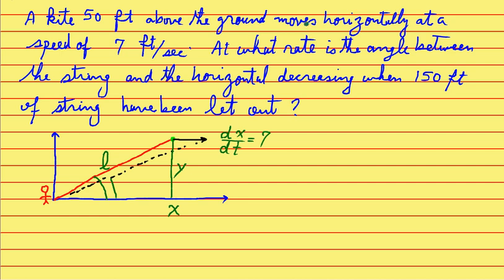What else are we told? At the moment of interest, remember in all of these problems lots of things are changing, and we always bring the problem back to a certain moment, and at that moment we ask various questions. At the moment of interest, this L turns out to be 100 and a string has been let out by 150 feet. This was feet per second.